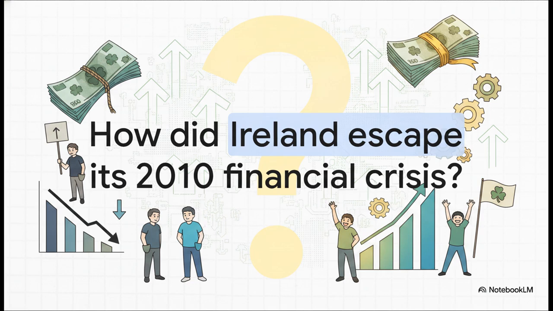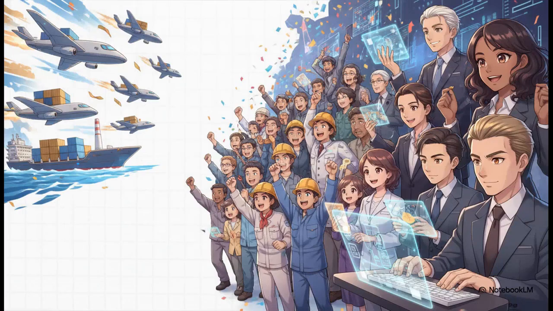To really cement how this works, let's look at a fascinating real-world mystery. Back in 2010, Ireland got into serious financial trouble. Workers faced brutal pay cuts, income taxes shot up, and unemployment hit a devastating 14.7%. But skip ahead just a few years, and they experienced a massive economic turnaround. How exactly did Ireland escape that mess? The answer is sitting right in the framework we just built.